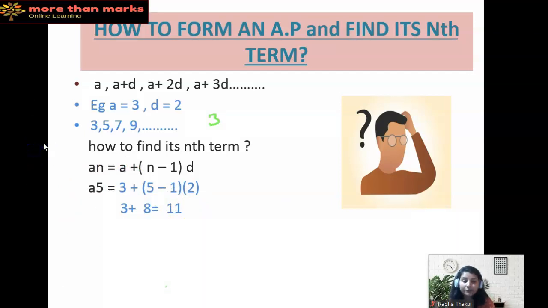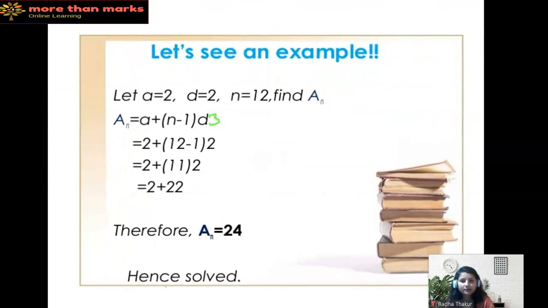The rest of the things we will discuss in the next class, how to find the sum of the series, where we use some questions based on AP, right? And yes, now this is again one of the examples. A is 2 and D is 2. Fine. And N is 12. So you have to find AN. So AN is the 12th term. In this way, you just put the values and at last you get the answer. Fine. For today, this is it.